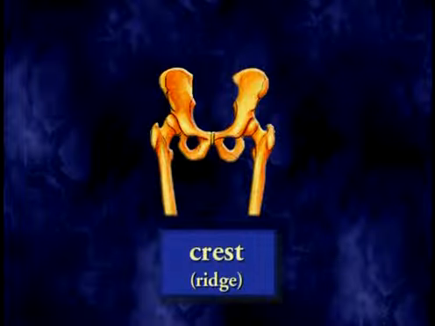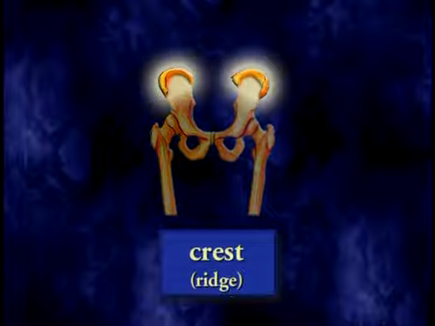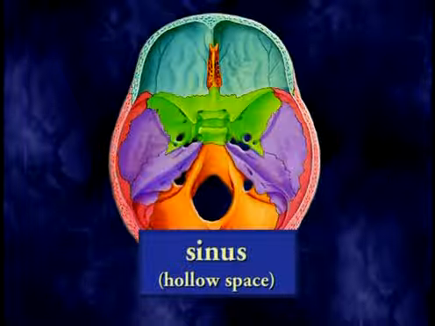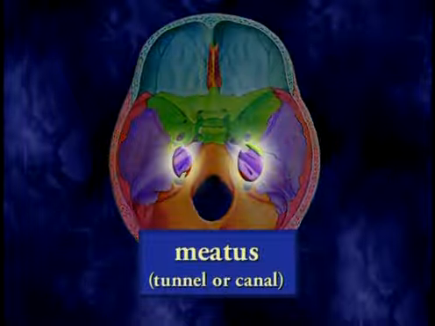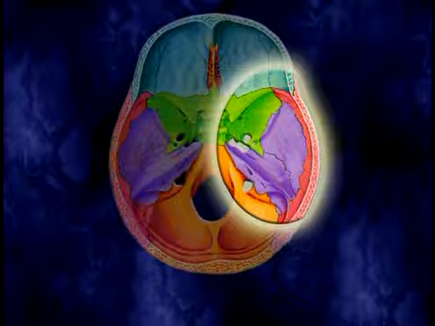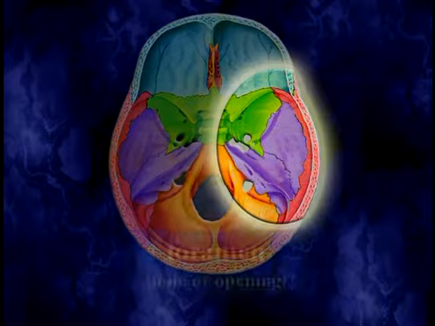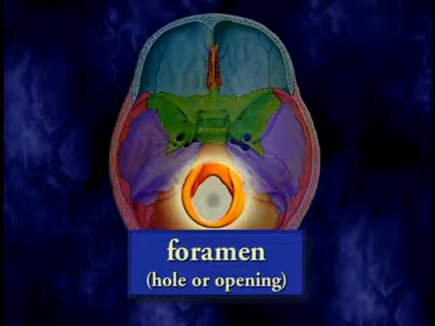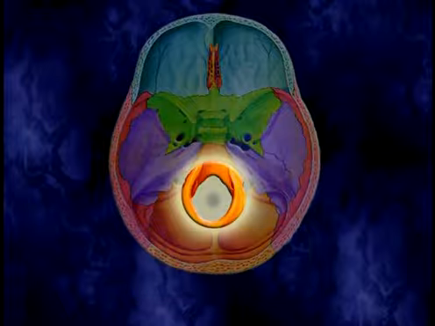We also have crests. For example, we have the crest of the ilium here, just a ridge that's on top of the bone in question. Sinuses are hollow spaces. We have a meatus, which is a tunnel, a fossa, which is a depression. Remember the posterior fossa of the brain, the temporal fossa, and the base of the skull. We looked at those. And then there can be a foramen, which is a hole through which, in the case we looked at, the nerves of the skull exited. The cranial nerves went through different foramina, which is the plural of foramen.